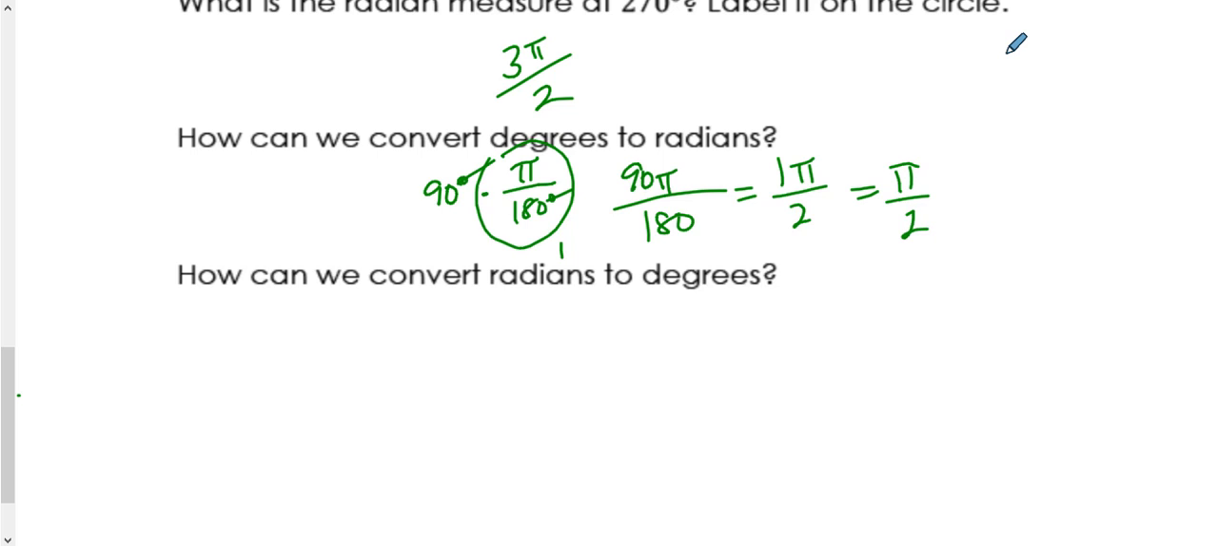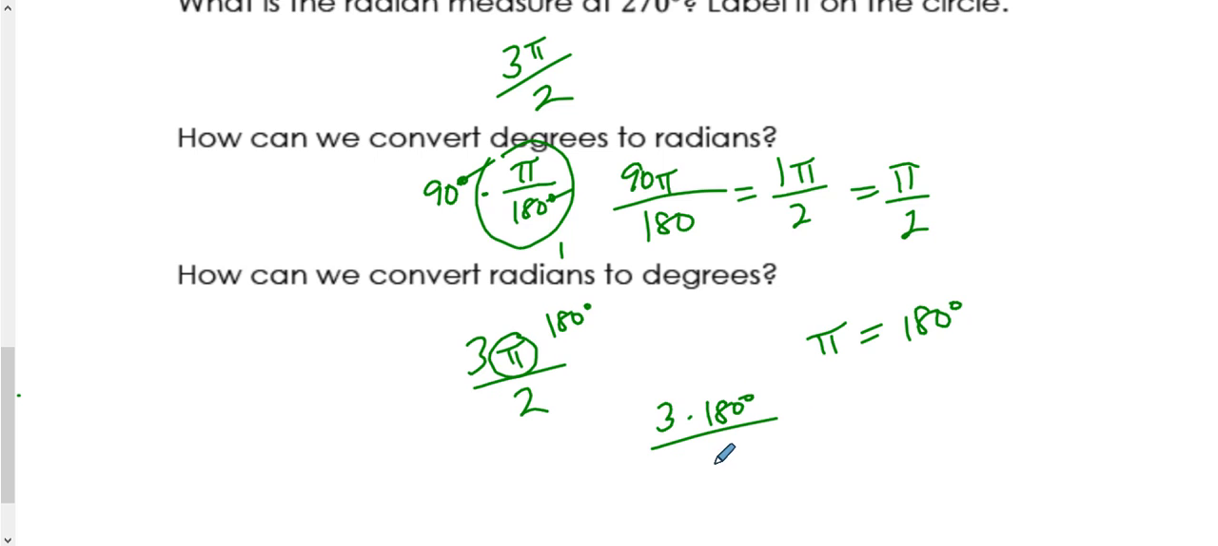Well, converting back is actually very easy. Remember, guys, we said a minute ago that pi in radians is equal to 180 degrees. So if we have something like 3 pi over 2, all we have to do is replace pi with 180, because again, pi radians equals 180 degrees. So this is going to be 3 times 180 degrees over 2.